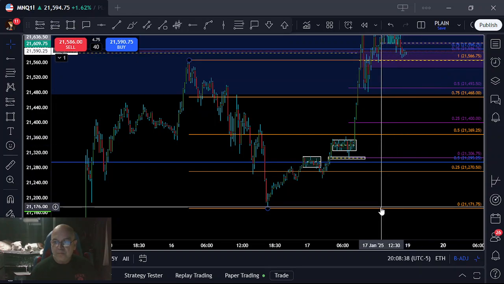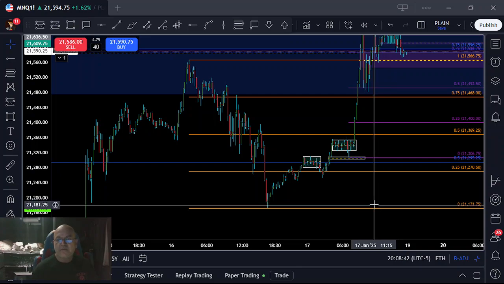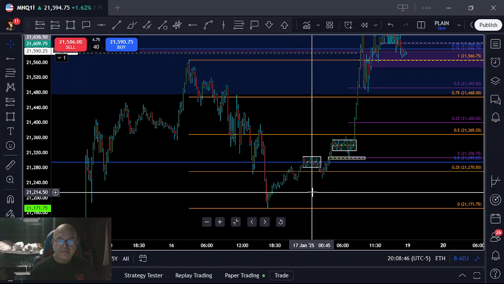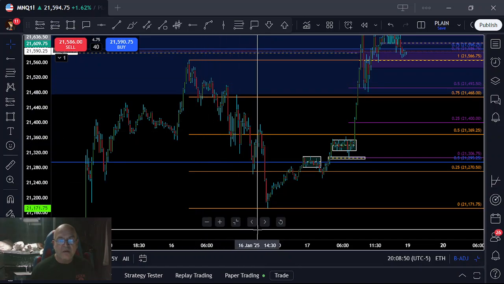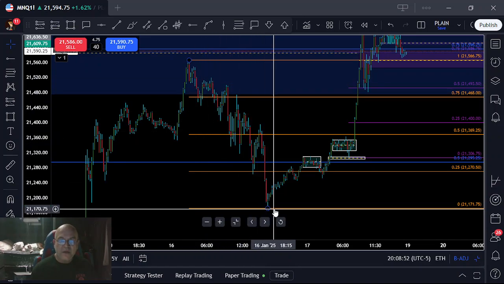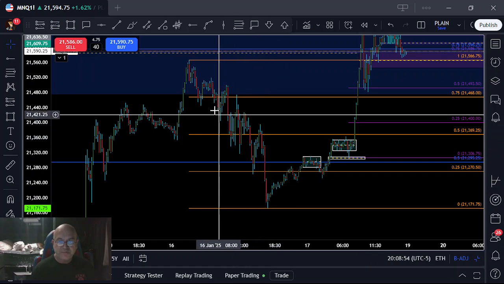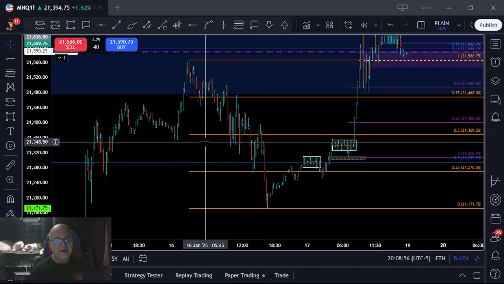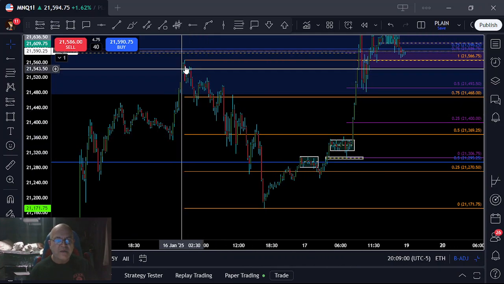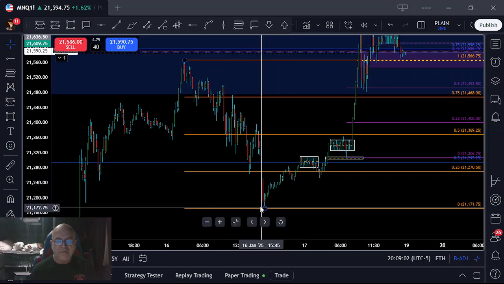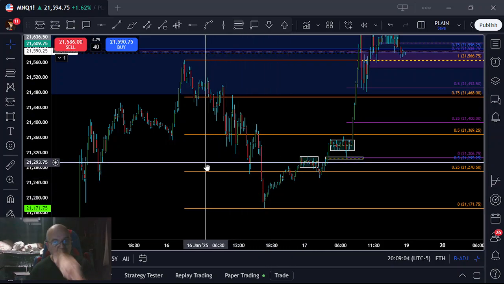Oops, that was the 1 hour. Okay, never mind. We'll go back and fix it. This would be the 1 hour dealing range as well as a 15-minute. I'm pretty sure there might be. No, I don't think there would be. So this would pretty much be the 1 hour and the 15-minute at the moment.